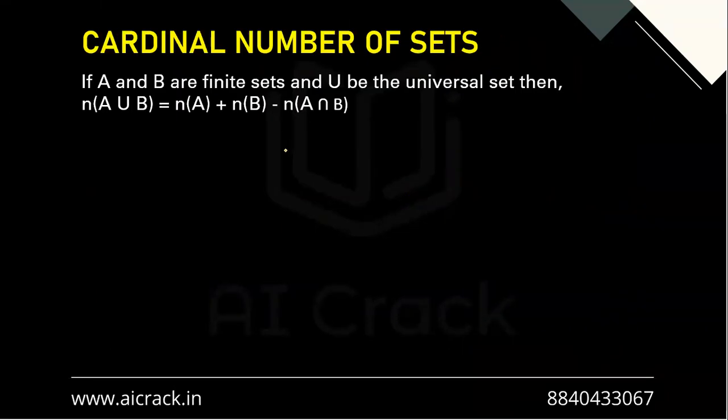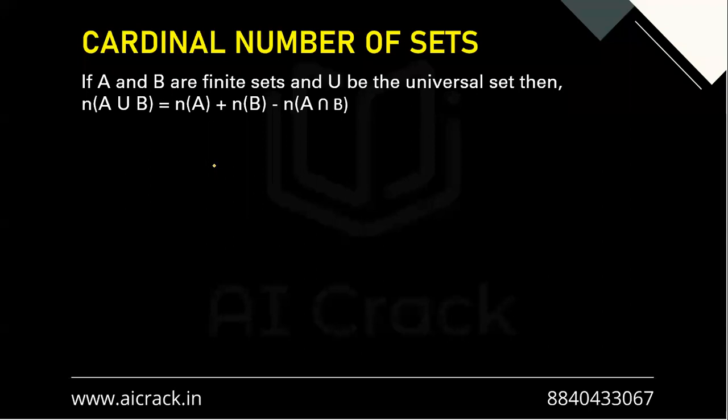Now let us start with the cardinal number of sets. Cardinal number is nothing but the number of elements in a particular set. Now we'll be looking at two cases. The first one is A union B. The second one is A union B union C. So let's look at A union B first.